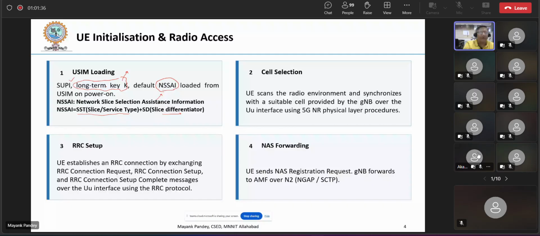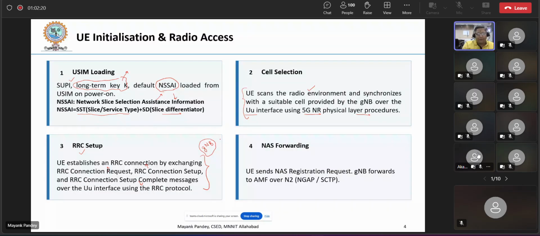Then obviously you will scan the radio environment and synchronize with a suitable cell provided by gNB over the Uu interface using the 5G NR physical layer procedure. So this is just like selecting the cell where you can get a connection. Then your radio resource control protocol. You have an RRC connection by RRC connection request, RRC connection setup, and then RRC connection setup complete messages. This happens between UE and gNodeB. Today I will not be able to show you this RRC thing. This happens between your mobile phone and the gNodeB, the tower.